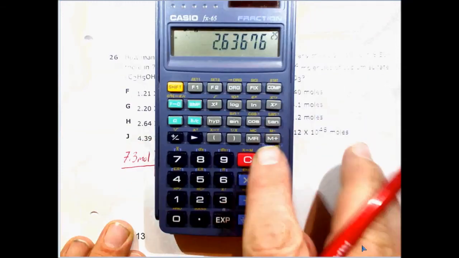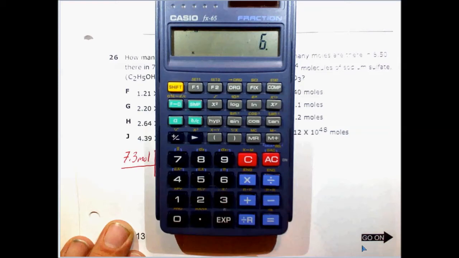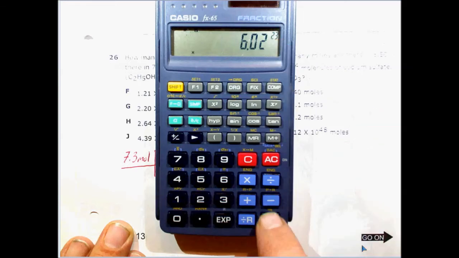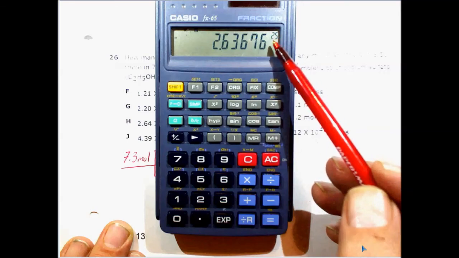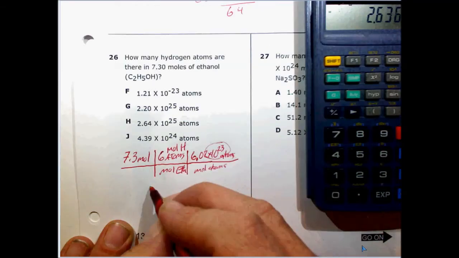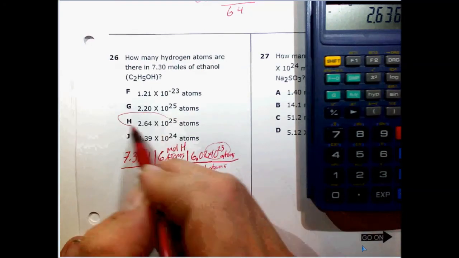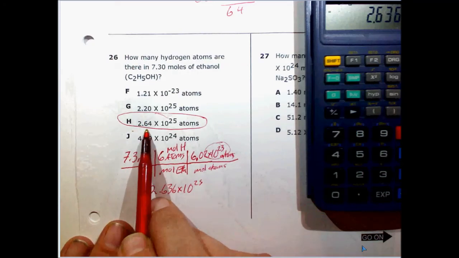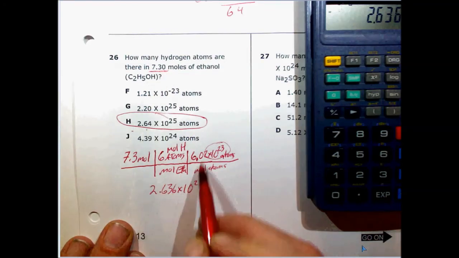On my calculator, I would do 7.3 times 6 hydrogens per mole of ethanol times 6.02, and I would use this exponent key right here, 23. You can see the way it displays up here, 23. When I hit the equal sign, I get 2.6, and then I get 25 up here. That means times 10 to the 25th power. So 2.636 times 10 to the 25th power. If I round it, I get 2.64. Round to 3 figures like I was given up here. So 2.64 times 10 to the 25th is the correct answer.